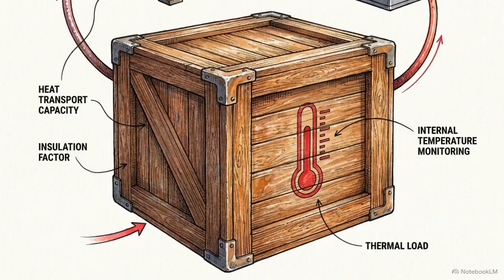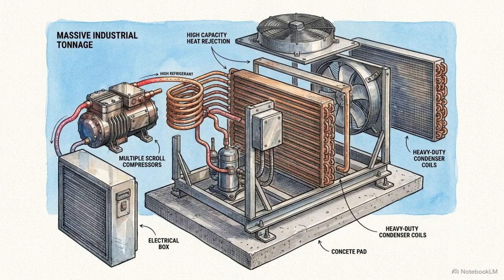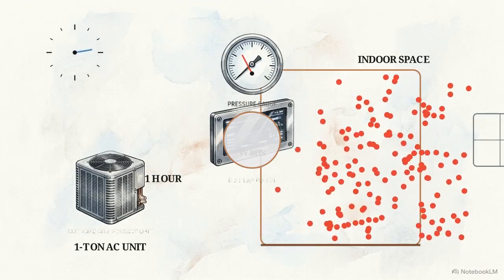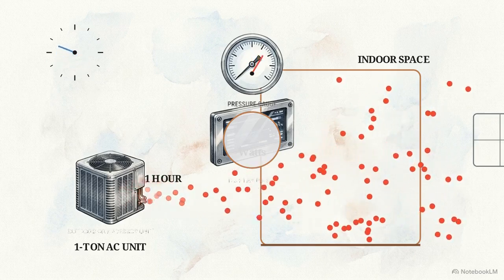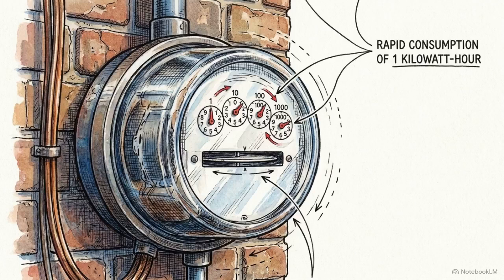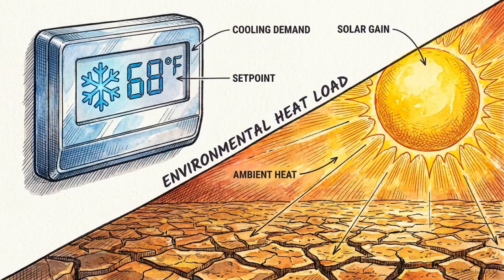To measure exactly how much heat a system can transport, the industry uses a standard metric, tonnage. A 1-ton air conditioning unit has the capacity to remove approximately 3,500 watts of thermal energy from a room every single hour. To move that much energy, a 1-ton AC typically consumes about 1 kilowatt-hour of electricity in that same hour, though that draw is highly dependent on your thermostat settings and the ambient heat load outside.